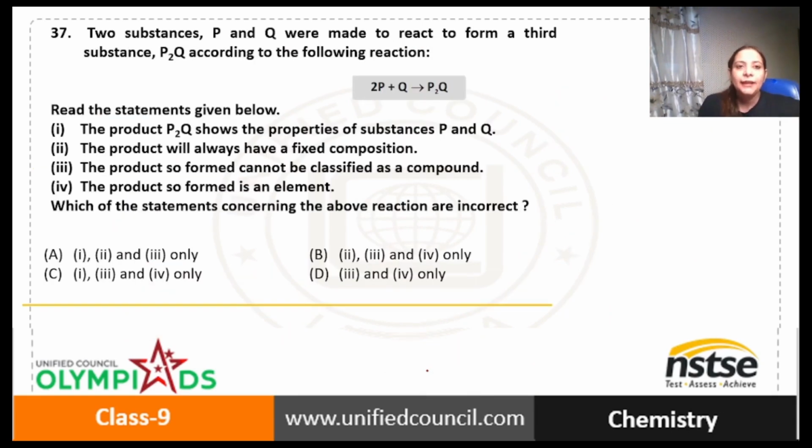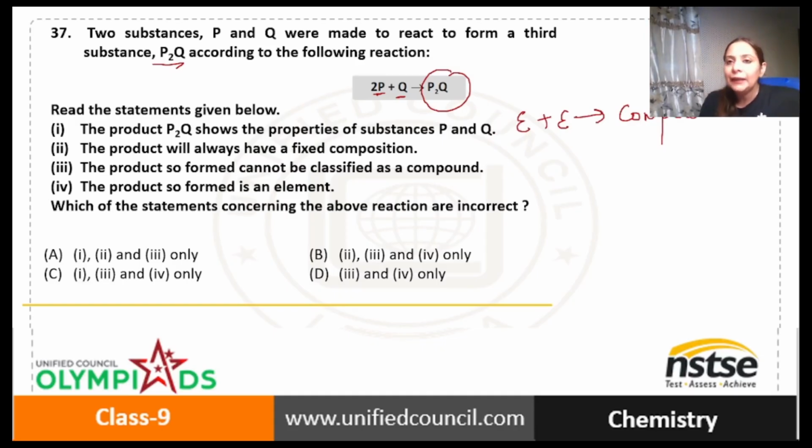Next question. Two substances P and Q were made to react to form a third substance P2Q. You can see here that you have two substances P and Q. They are reacting and you get P2Q. Now we need to read the statements given below. Let me tell you about it. Here we have P plus Q. So in this, basically what is reacting? Two elements are reacting and they are forming a compound.